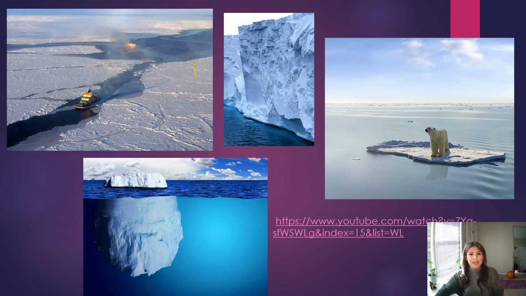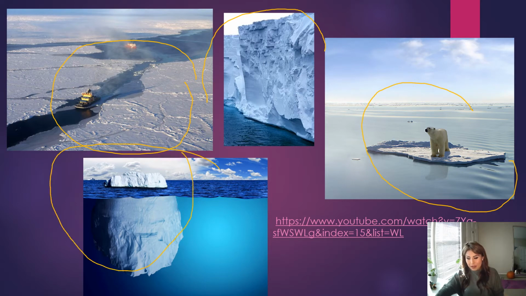This would be an ice pack here, an extensive mass of floating ice. This would be an ice shelf here, a massive portion of continental ice that projects over the sea. This would be an ice flow, a large flat mass of ice that breaks off from a larger portion and floats independently. And then this here would be an iceberg. An iceberg is a chunk of floating ice that breaks off from an ice shelf.